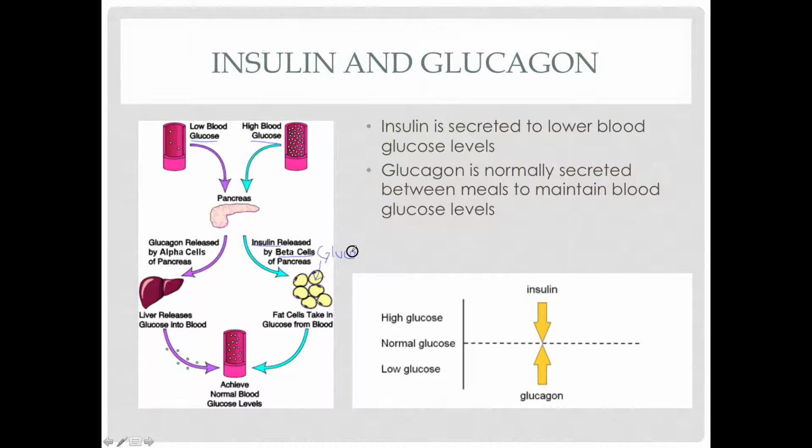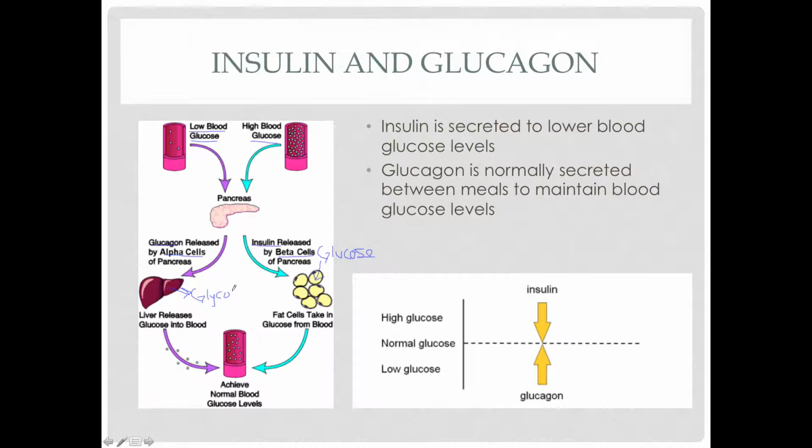In times of low blood glucose, like between meals, definitely overnight, you still need glucose to run the cells of the body, so glucagon will be released by alpha cells in the pancreas, and glucagon is used to liberate glycogen. It starts to drive glycogenolysis, the breakdown of glycogen, so that glucose is released into the bloodstream.